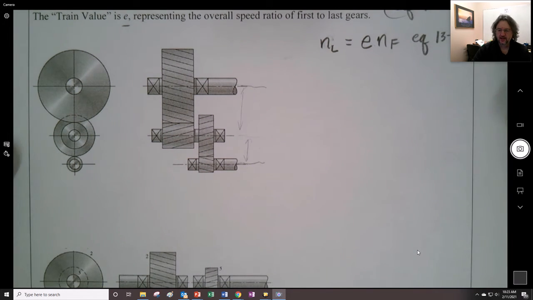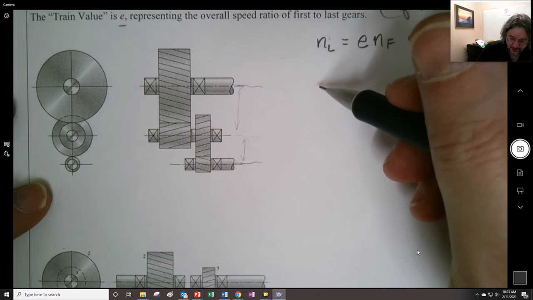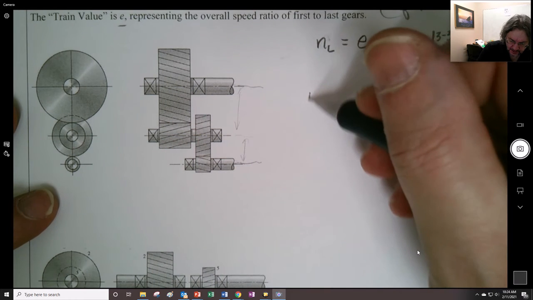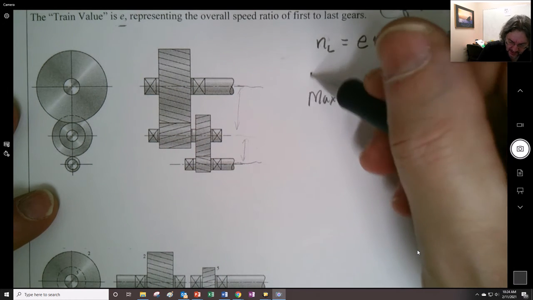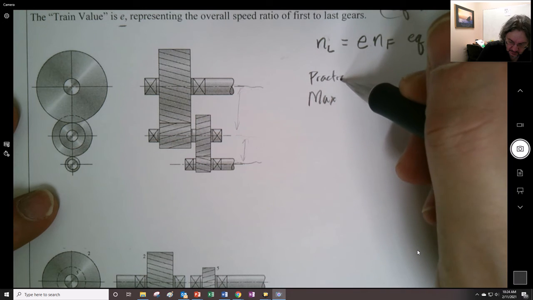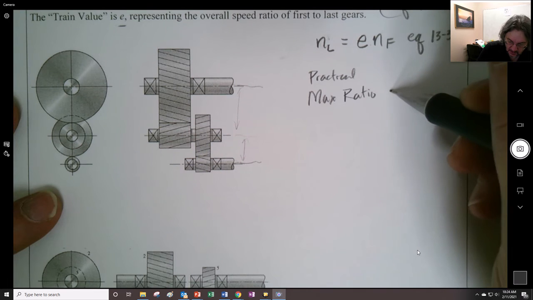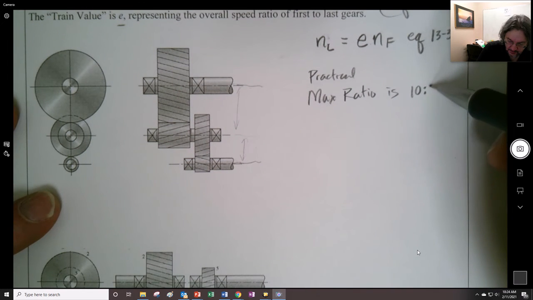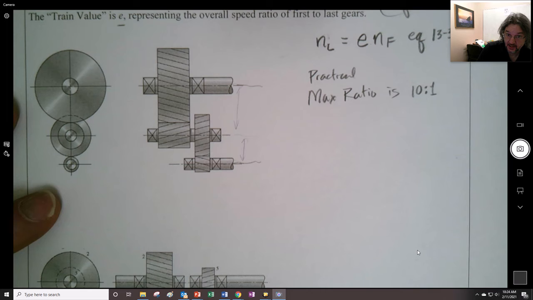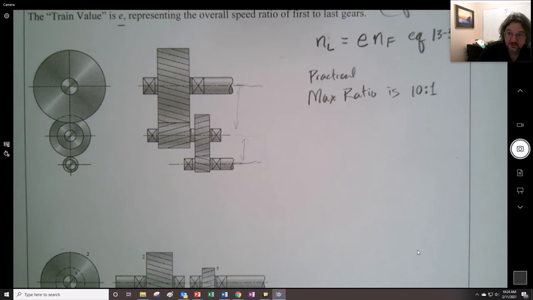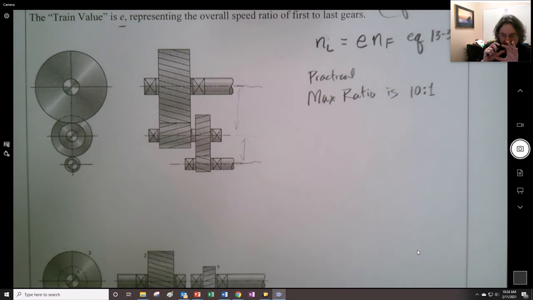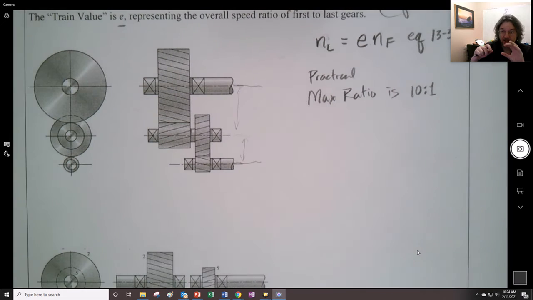An important thing to bear in mind, right? So here's an important concept: the practical max ratio is 10 to 1 or 1 to 10, depending on which way you're going. It's just because it's impractical, you're going to have a very, very small pinion input and a very, very large output gear, ten times the size. So input gear to output gear.